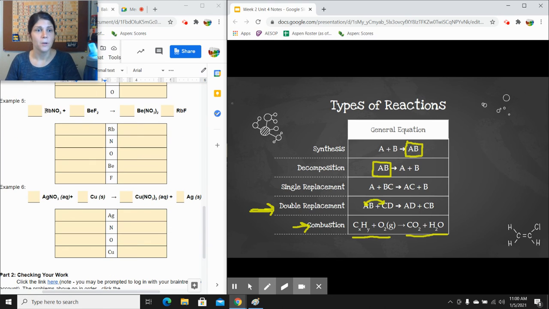In example 5, we have Rb next to nitrogen, and we have Be next to fluorine. Take a minute. See if you can figure out the type of reaction here. It's one we've done before. I would hope that you could see that rubidium swaps with beryllium. Rb and Be swap places. Be used to be next to F, but over here it's next to the NO3. Be comes in and replaces Rb, and Rb ends up next to F. These 2 metals have swapped places with each other.